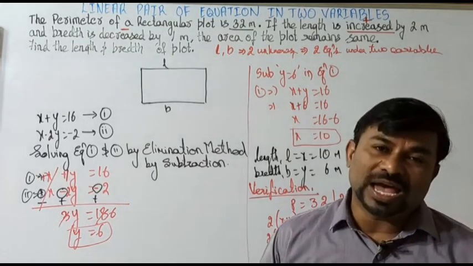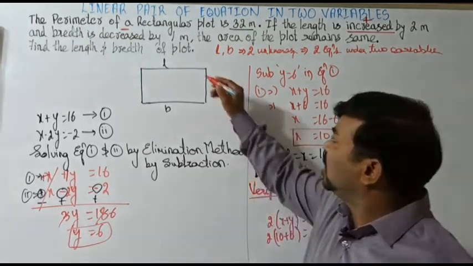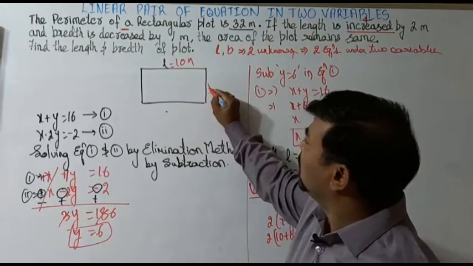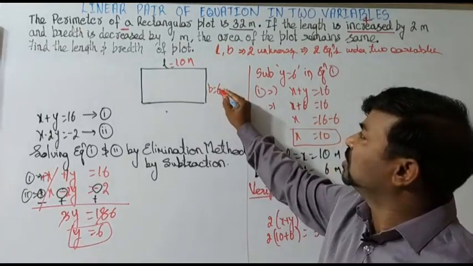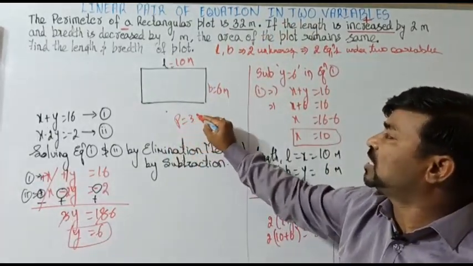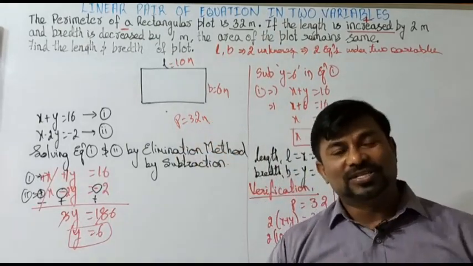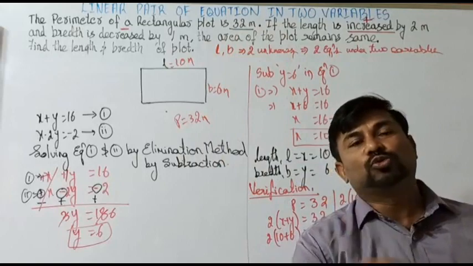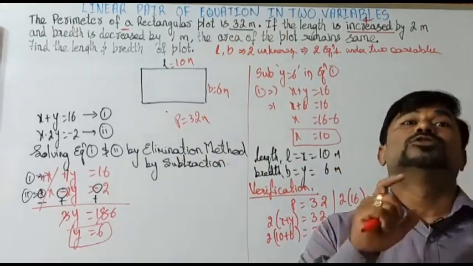So we have taken a rectangular plot with length equals 10 meters and breadth 6 meters. Such a rectangle has the perimeter of 32 meters. So this is the way of dealing with a linear pair of equations in two variables, under the geometrical basic sum.